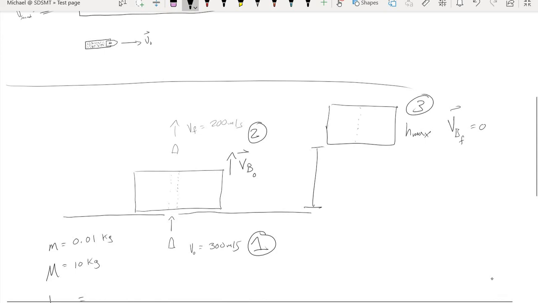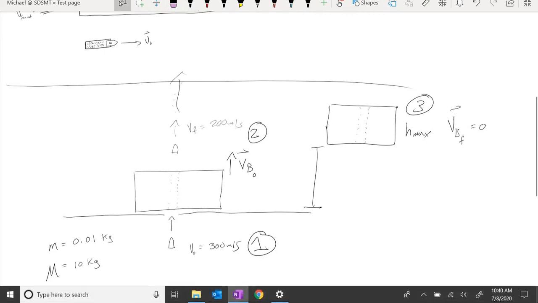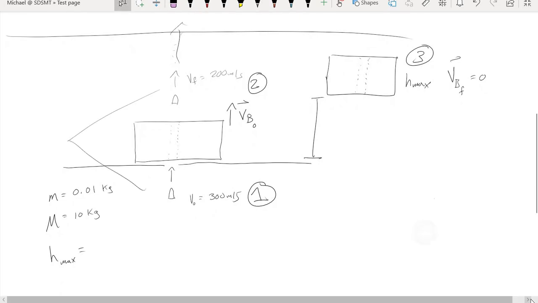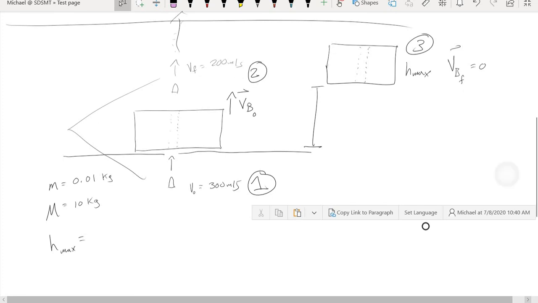Now, one major difference between the two problems here is that the bullet is gone. After the bullet passes through the mass, it continues traveling up and it's gone. It's no longer part of the problem. But it is part of the collision process. So we need to take that into consideration.